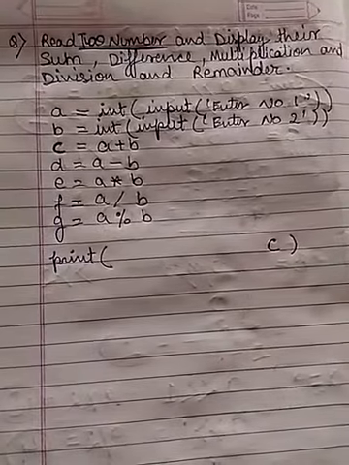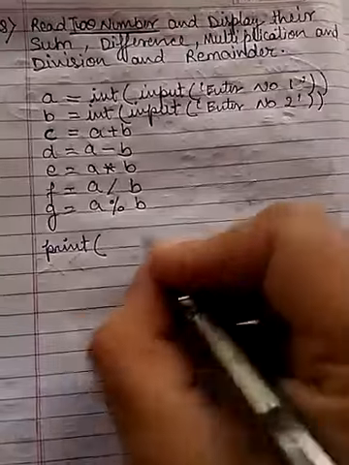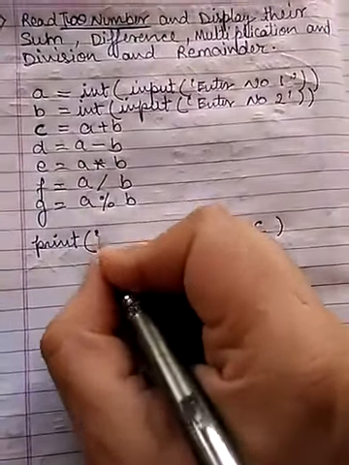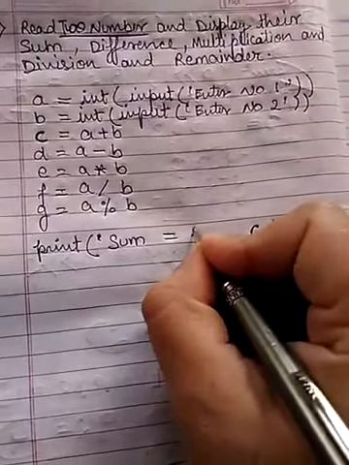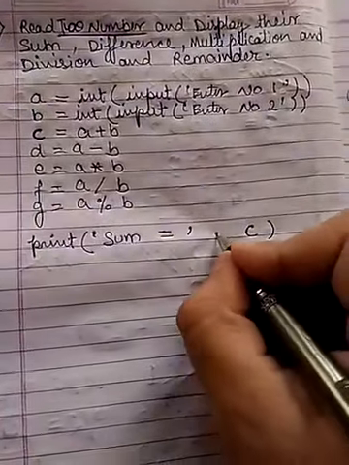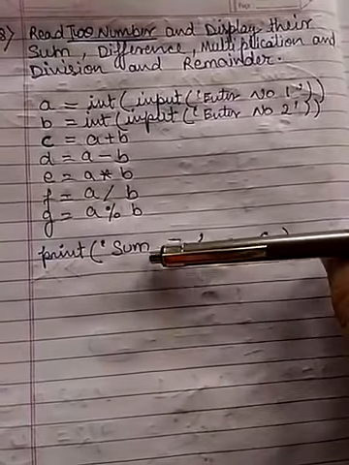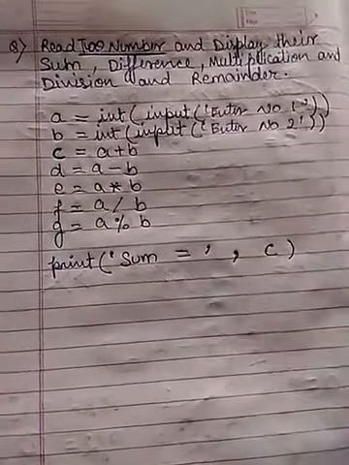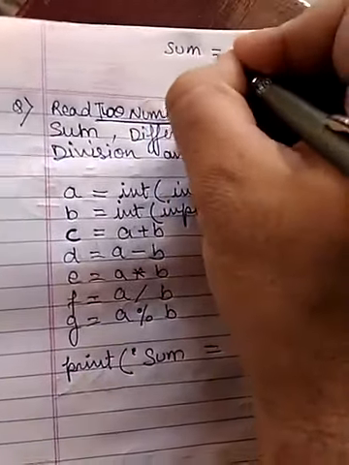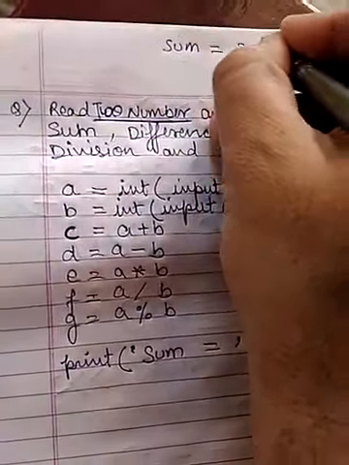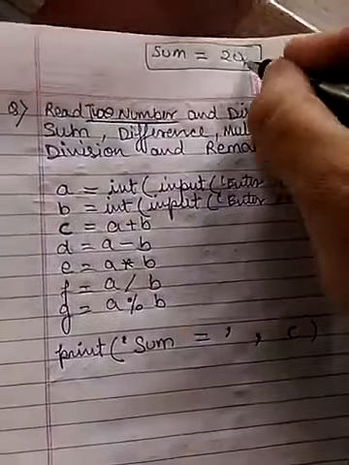But if I want to display the value of c with some message, then I am again writing print, sum equal to, this is a part of the message, comma c. So the value of c will be displayed along with this message. Means first it will display the message like this, sum equal to, then value. Whatever value is calculated, that will be displayed. This is, suppose, the example.